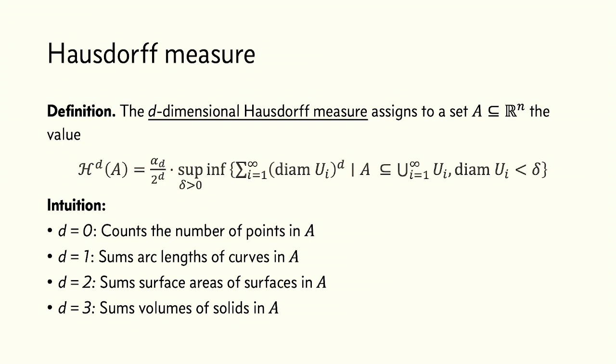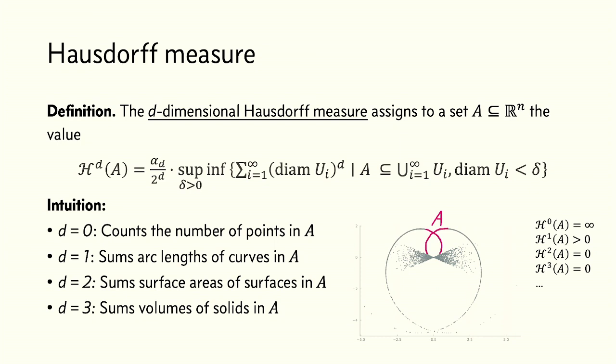When d is 0, the Hausdorff measure is counting the number of points in the set. When d is 1, it's summing up the lengths of any curves in the set. When d is 2, it's adding up the surface areas of any surfaces in the set. So for example, this little set A, that's this combination of two curves, has infinite zero-dimensional Hausdorff measure because it has infinitely many points. But it has a finite one-dimensional Hausdorff measure, which is just the arc lengths of the curves summed together. And it has 0 two-dimensional and three-dimensional and four-dimensional and five-dimensional Hausdorff measure because it has no area or volume.